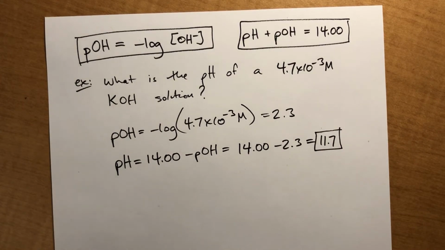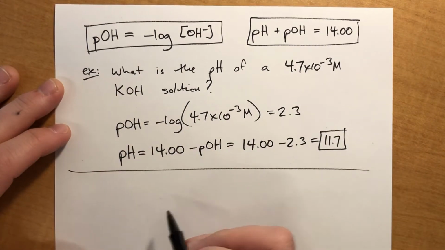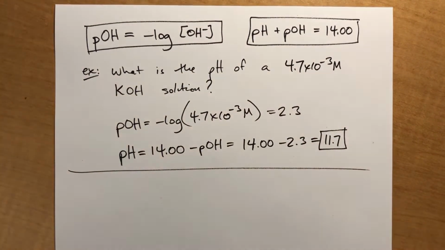So let's kind of discuss how to tell whether you have an acid or a base. Like, how does the pH scale work? Okay, so we said that this is a base and we got a value of 11.7. Is that good or bad? Does that make sense? Is that a reasonable answer? Who knows? So let's try it.